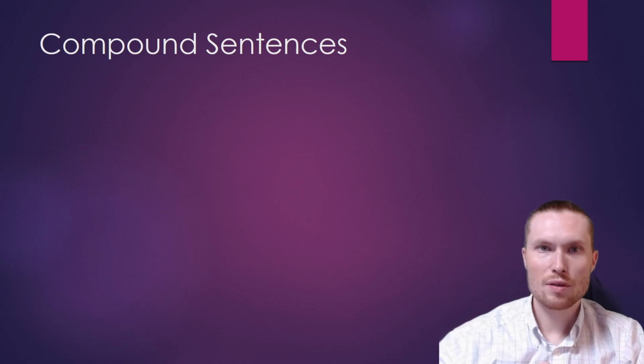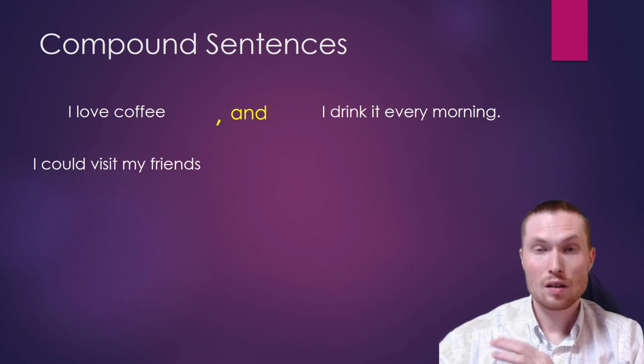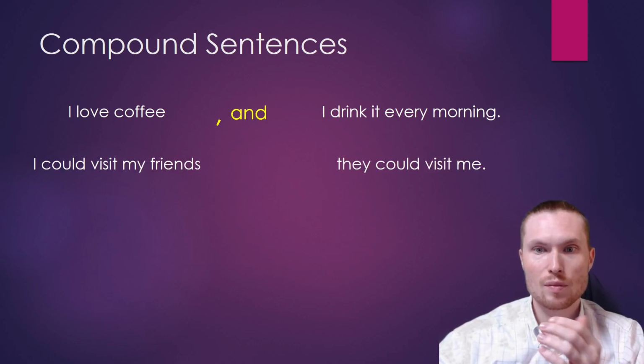Let's look at some examples. I love coffee. I drink it every morning. We can connect these with comma, and. So these are both simple sentences. I love coffee, subject and verb. I drink it every morning, subject and verb. I could visit my friends. They could visit me. Again, 2 simple sentences, and we can connect them with comma or. I could visit my friends, or they could visit me.